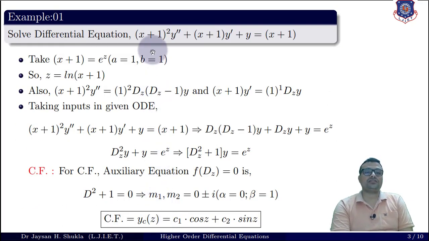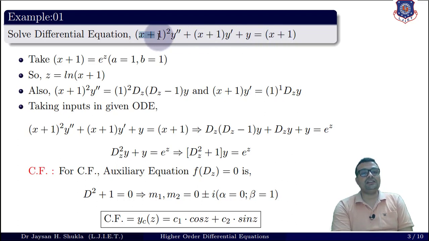Suppose this is the equation (x+1)² y'' + (x+1) y' + y = x+1. How to solve this? You cannot apply any of your regular methods in this case as the constant coefficients are not available. There are variable coefficients, x+1.